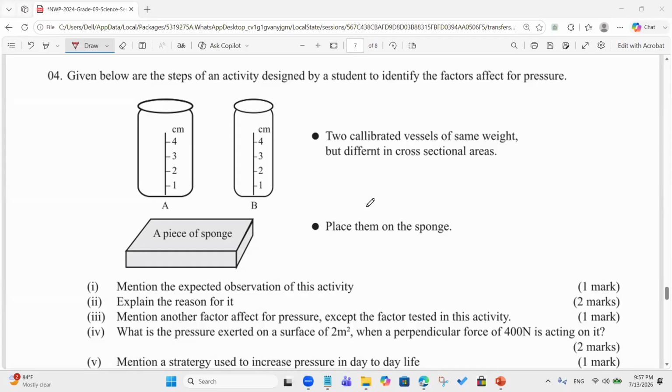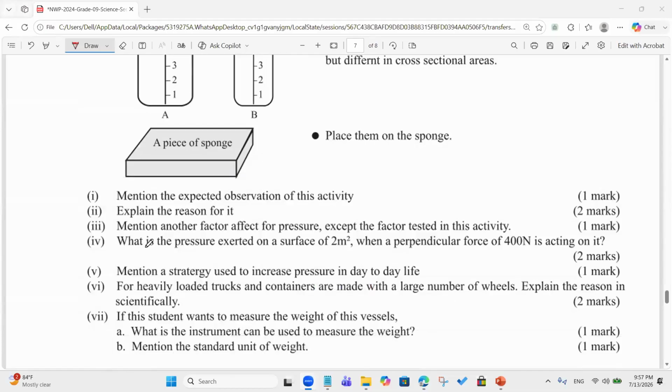What's the other factor, Lamai? What's the other factor that affects the pressure? One is surface area. Can you name the other one? What is the other factor? Perpendicular force, right? Perpendicular force and surface area, the other two things. Okay, next one.